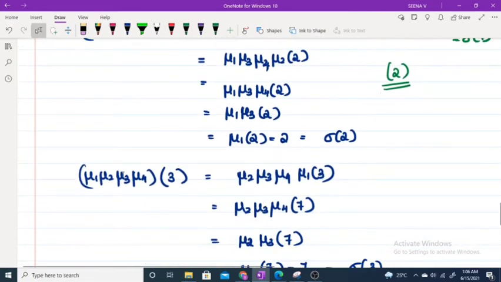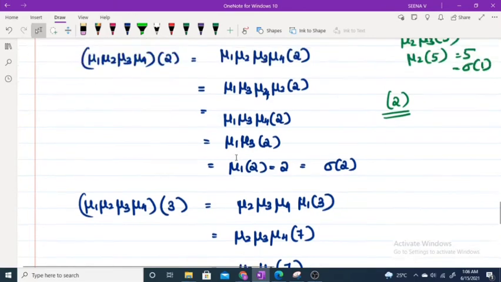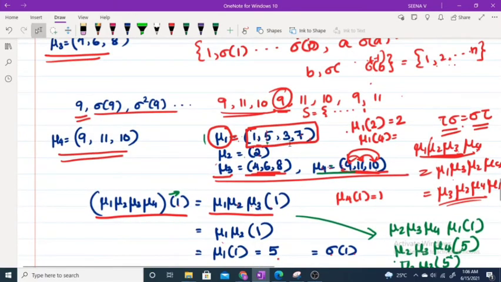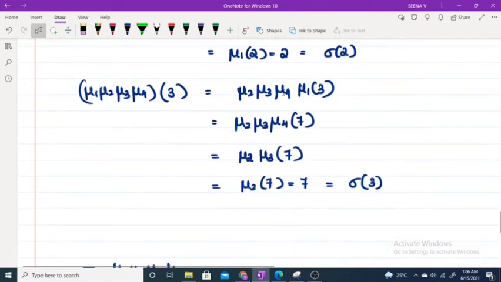And then mu1, mu2, mu3, mu4 of 3. Here 3 is in this cycle and 3 goes to 7 under mu1. So I'm taking mu1 here, mu1 of 3 equal to 7, and that's the same as sigma 3.